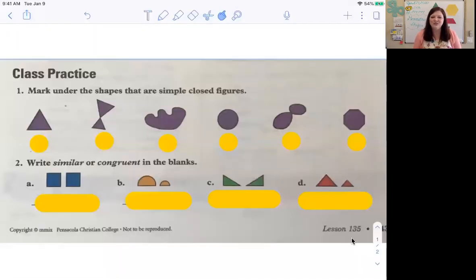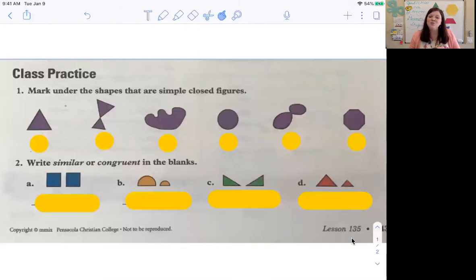Go ahead and open up your book if you haven't already to our page for today. Number 1 says, mark under the shapes that are simple closed figures. Remember, a simple closed figure does not have any point of intersection. There are no lines that cross over. If it is a simple closed figure, color it in. Go ahead and pause the video at this time and complete section 1.